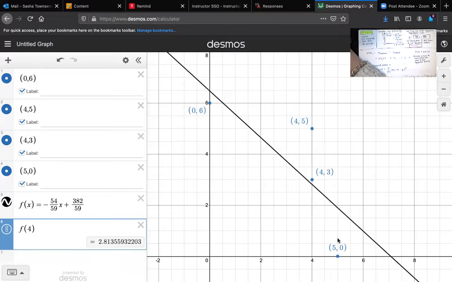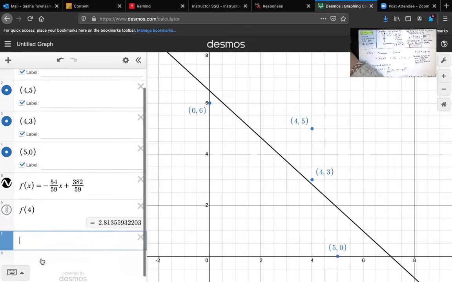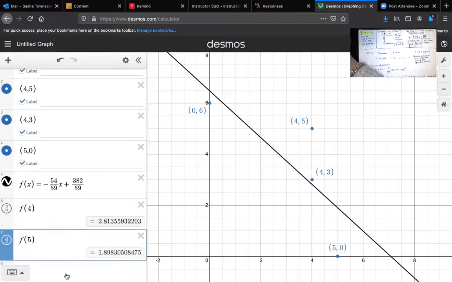And then over here at x equals 5, the predicted y value turns out to be 1.8983. It's very different from the actual y value associated with x equals 5, which happens to be 0. But we're going to take this y value of approximately 1.8983 and subtract 0, and then square that. So if we take each difference and square it, and add them all together, what we get is this S, the sum of the squared errors, 510 over 59, which is approximately 8.64.